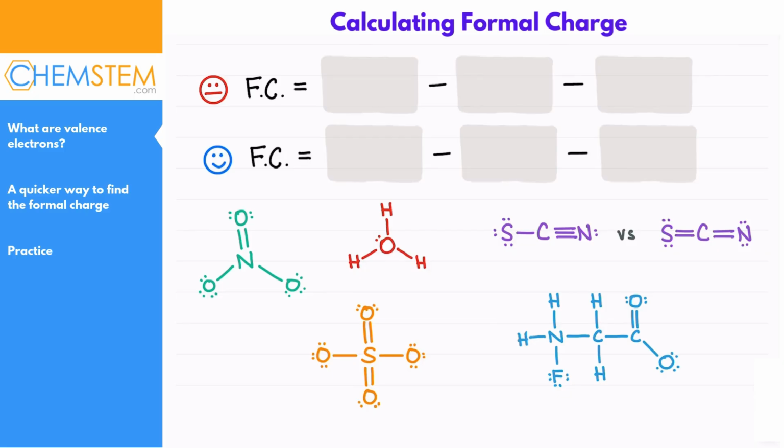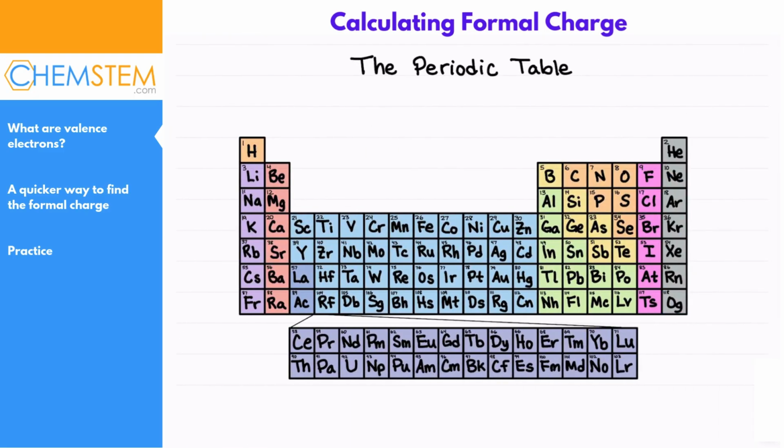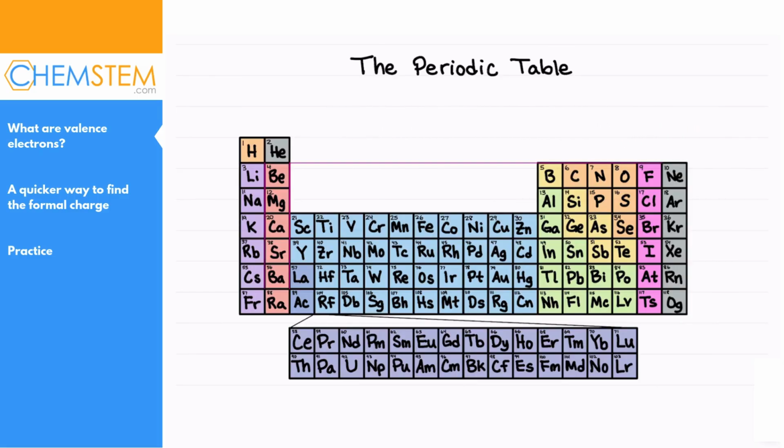Before we discuss formal charge, we have to review what valence electrons are and how you determine valence electrons from the periodic table. You're going to have a periodic table like this most likely, but I'm going to move helium over here because you'll see why.